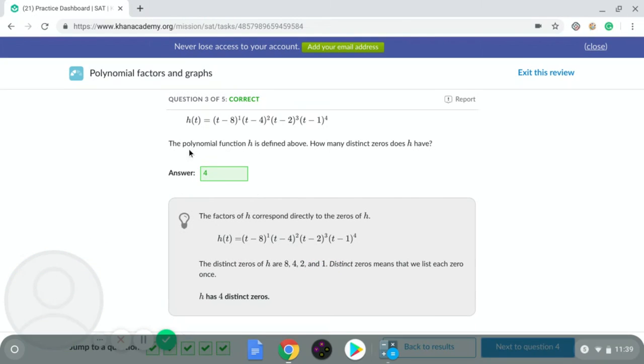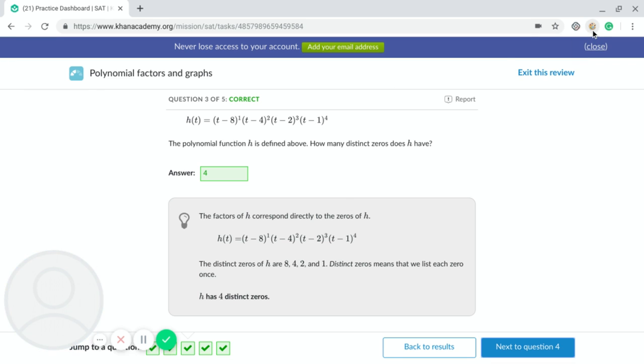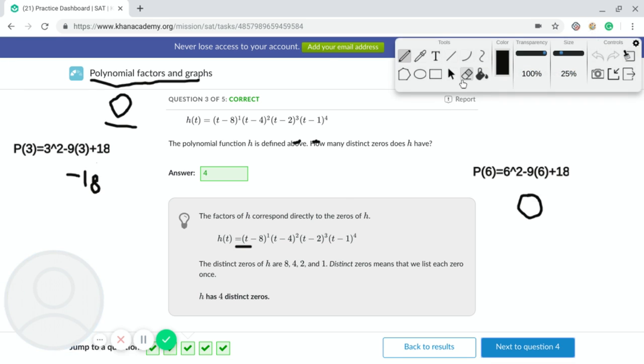Next one. This polynomial function h has been defined above. How many distinct zeros does h have? This one just requires a little bit of looking. Not too much math.